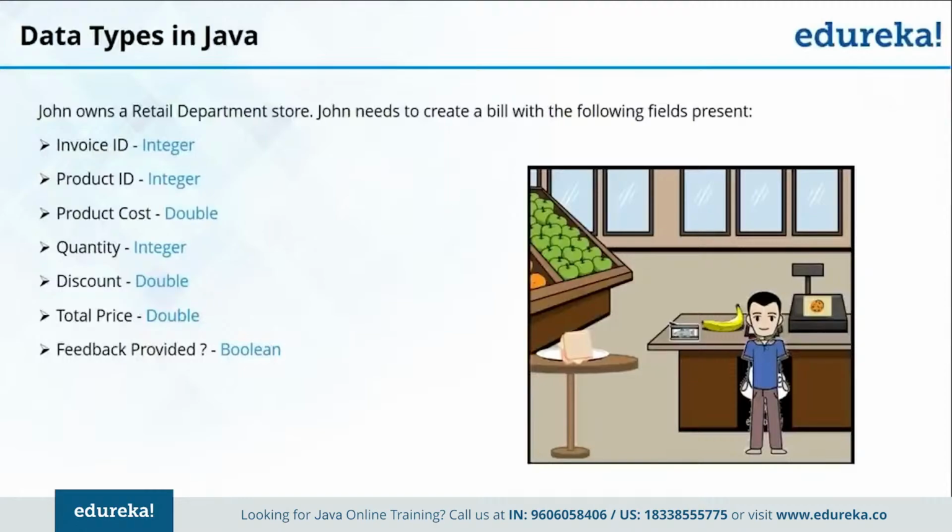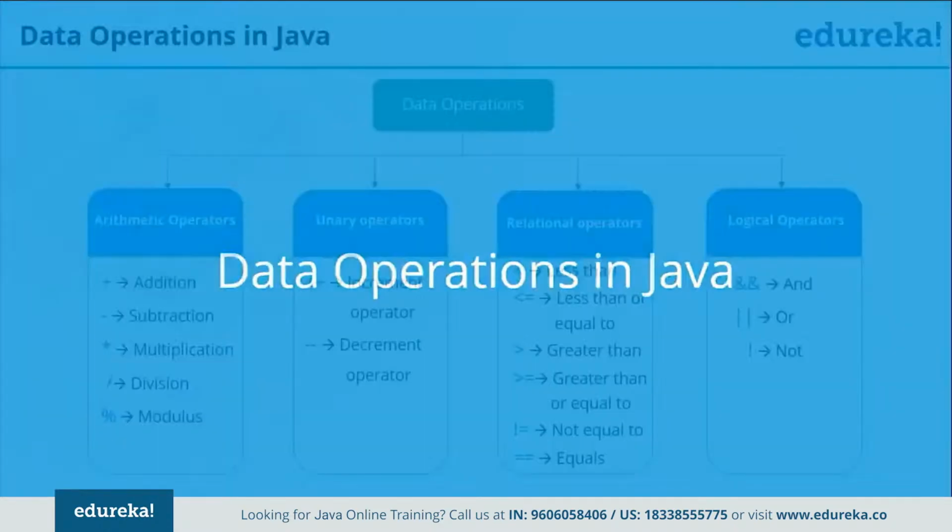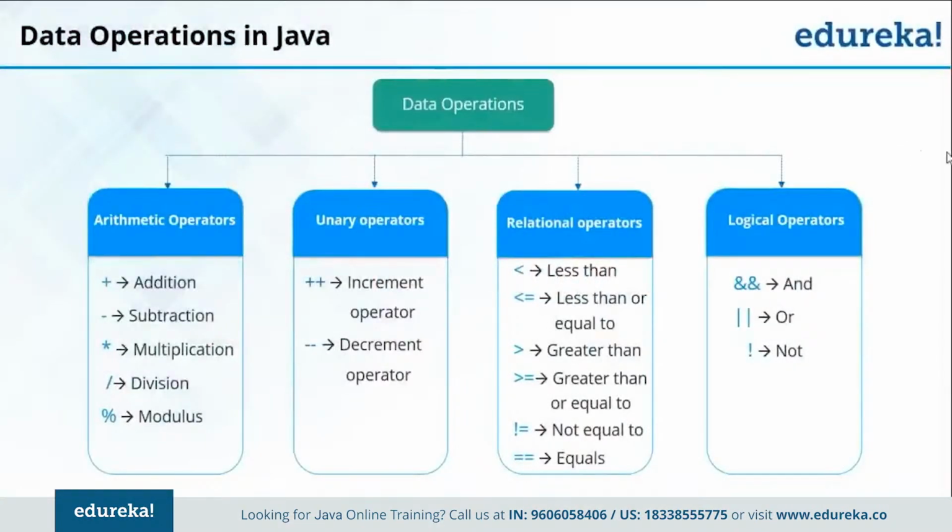So now that we have seen the various data types in Java, let's move forward and look at the various data operations that you can perform in Java. So you have mainly 4 different types of operators in Java. So you have your arithmetic operators, that is to perform arithmetic operation. You have addition, subtraction, division, and finally you have modulus.